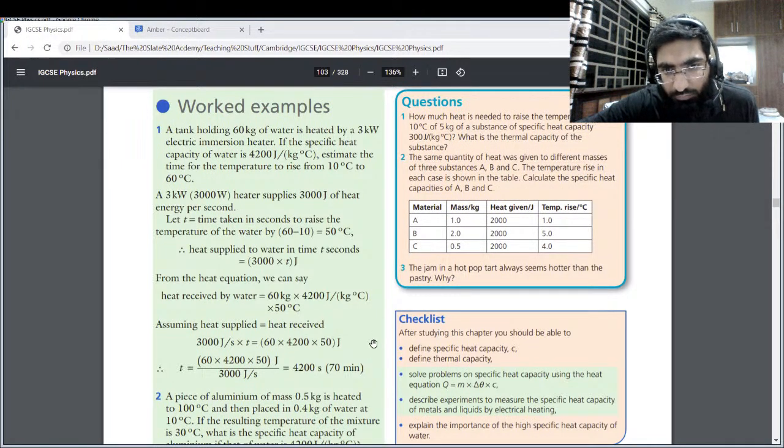Because it has a lower heat capacity. So the specific heat capacity of jam is higher than that of pastry, so it cools more slowly.